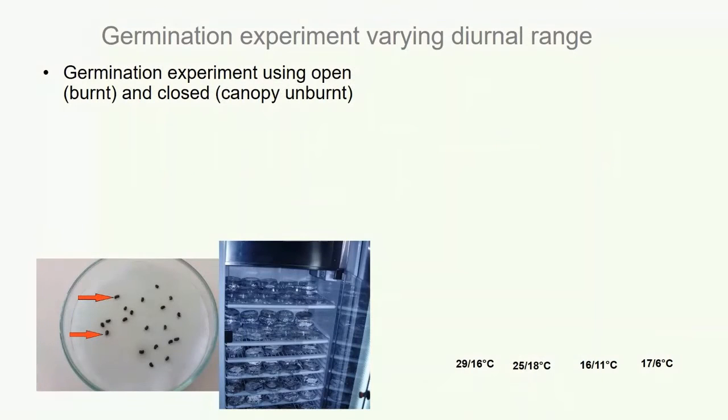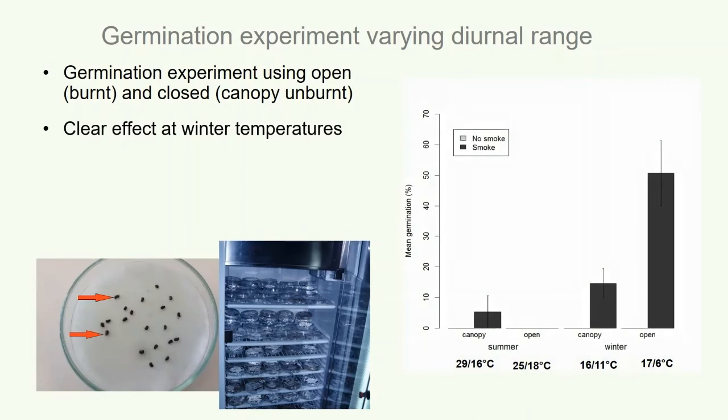So we ran a germination experiment to see whether or not these varying diurnal ranges, which aren't that big really, the difference between, in the winter ones, 16.11 under a canopy and 17.6 in the open, it's not a massive difference. But we ran a germination experiment under these combinations of temperatures to see if there was in fact a response. And you could see that Barrerro showed a clear effect.